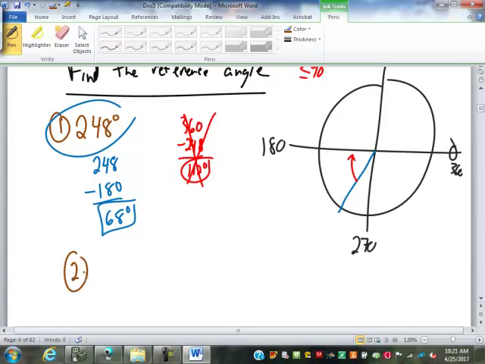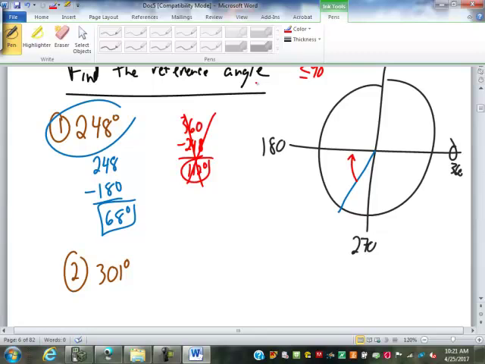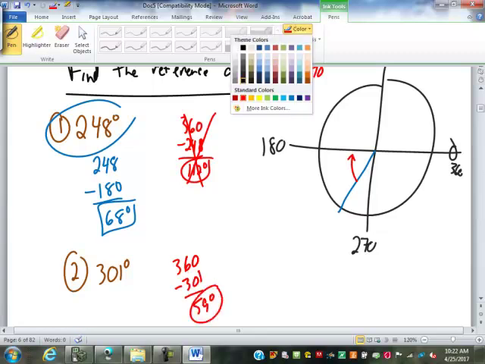So, angle 2, find the reference angle for 301 degrees. What's that? You got it. How'd you find that? 360 minus 301 is 59 degrees. That is correct.